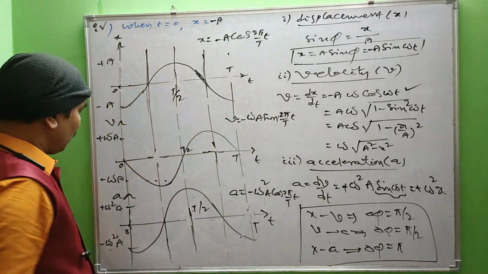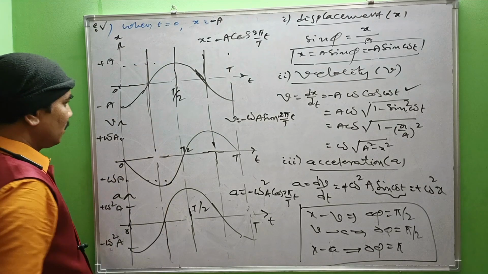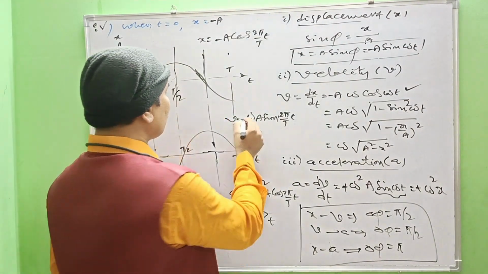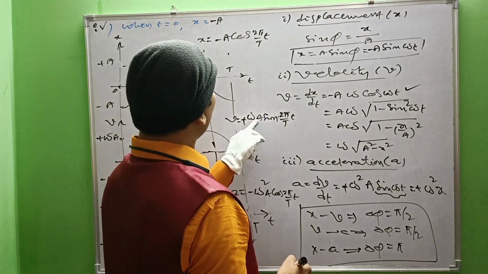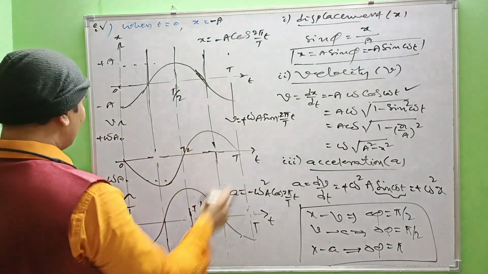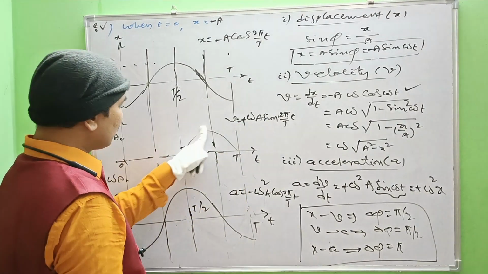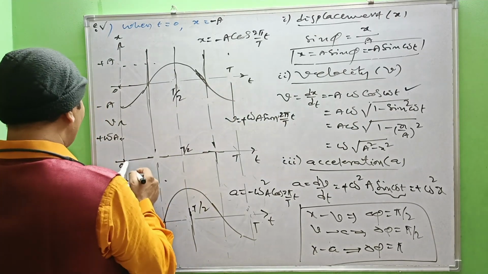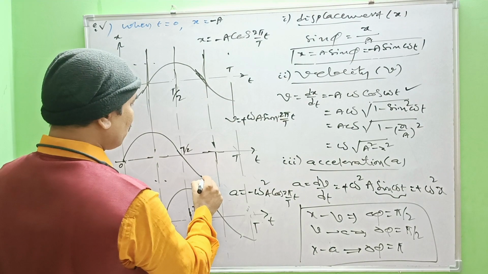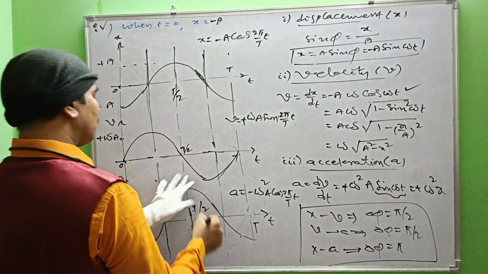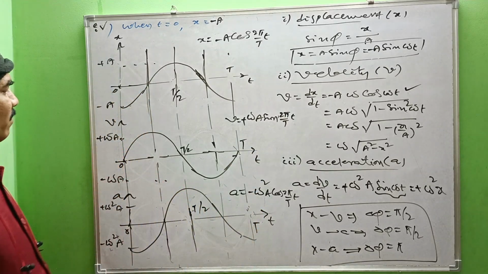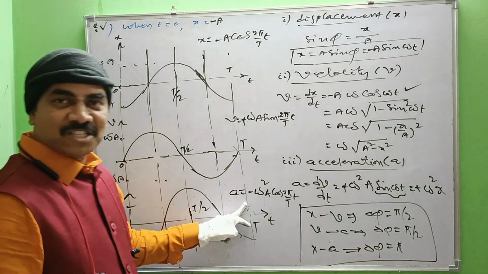Right? Next, velocity. On differentiating x, we have plus omega into sine 2 pi by T t. That is plus sine theta. Plus sine theta means like this, not like this. Positive sine wave, like this. Positive sine wave. Okay. See, this is what t. Positive sine wave. Okay. Now coming to acceleration.